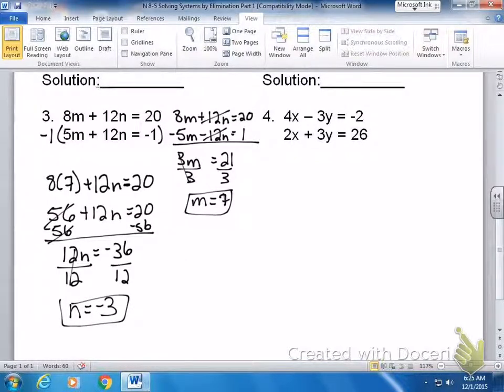So you have a little space below that, I didn't leave it in there, that says solution. And since it's not x and y, remember you go in alphabetical order, so I'm going to have the point 7, negative 3.